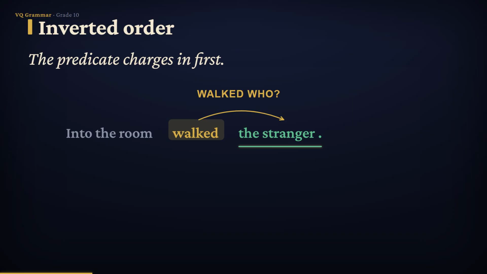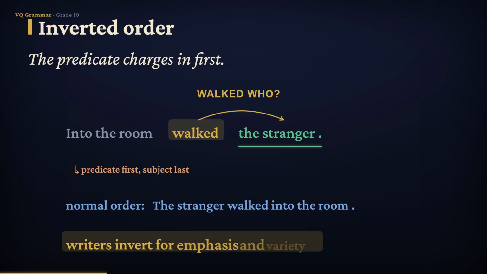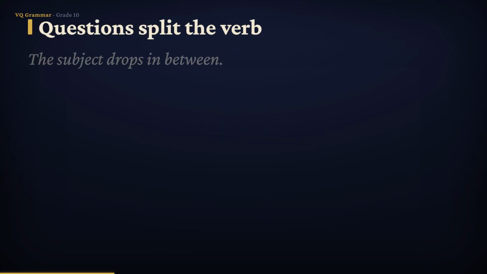That is inverted order. Predicate first, subject last. If we straighten the sentence out, it becomes, the stranger walked into the room. Same meaning, ordinary rhythm. So why would anyone bother inverting? Because writers invert for emphasis and variety. Holding the stranger back until the last moment builds a little suspense.